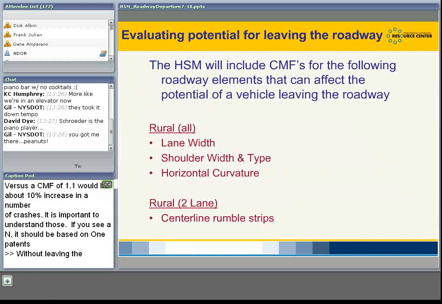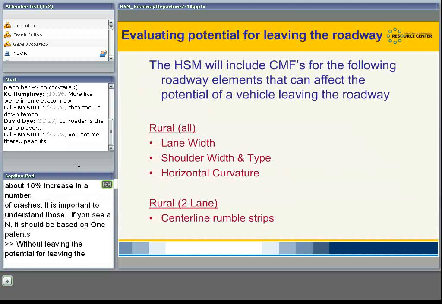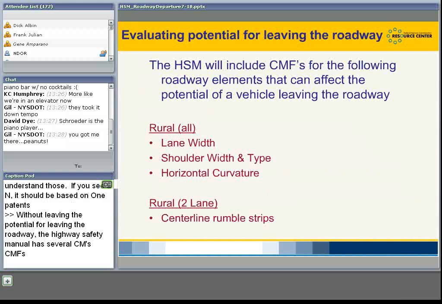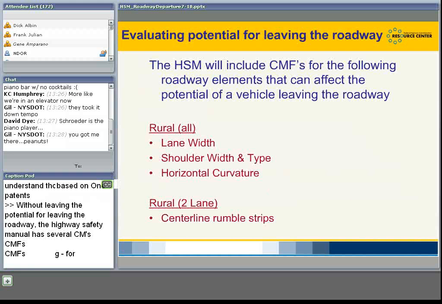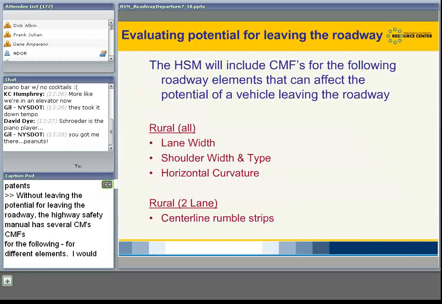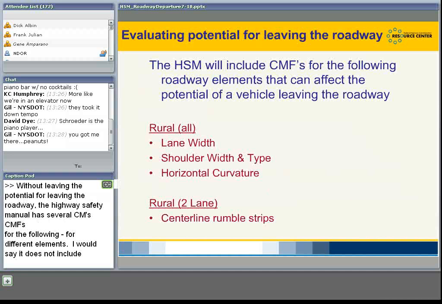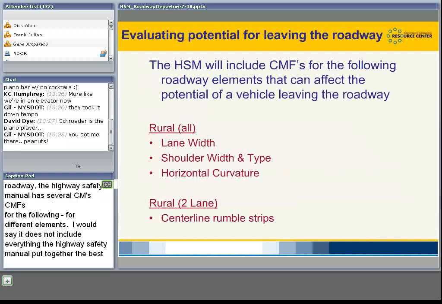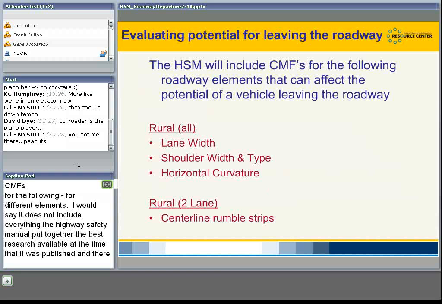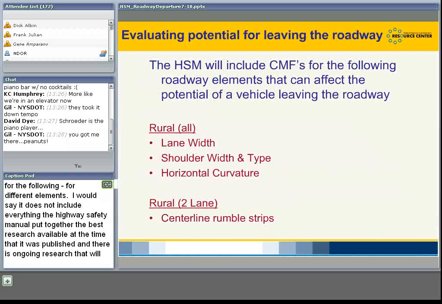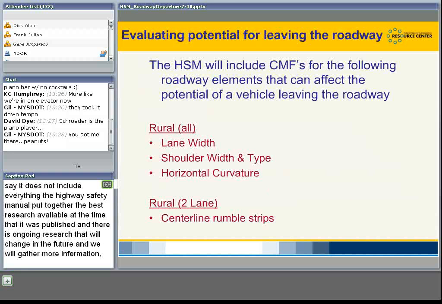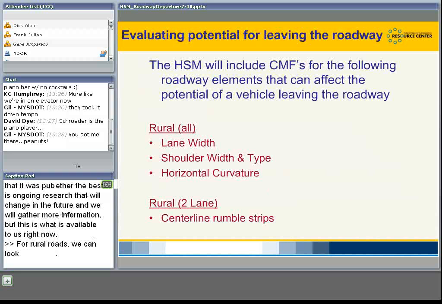So if we go back to our risk factors, the first one being evaluating the potential for a vehicle leaving the roadway. The Highway Safety Manual has several CMFs that can help us assess the effect of different elements. I will say that it doesn't include everything. The Highway Safety Manual pulled together the best research that was available at the time that it was published. There's ongoing research that will change in the future, and we'll gather more information. But this is what's available to us right now.